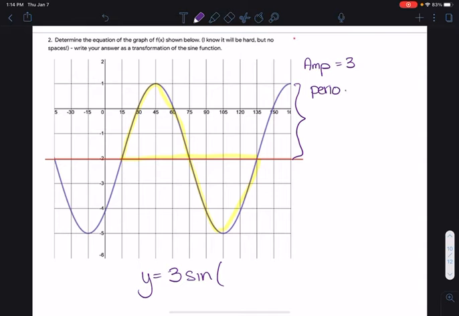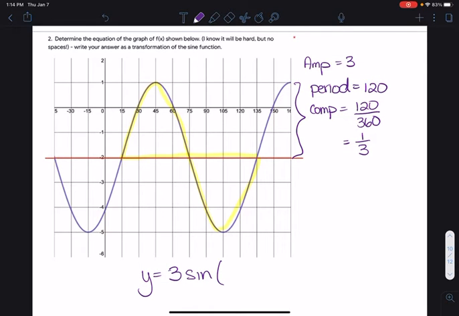So my period looks like 135 minus 15, which is 120. So my usual period is 360. So this is definitely a compression. So let's see what the compression amount is. So the compression, it's 120 over 360. And if I reduce that, I get 1 over 3. So it's a compression by a factor of 1/3.